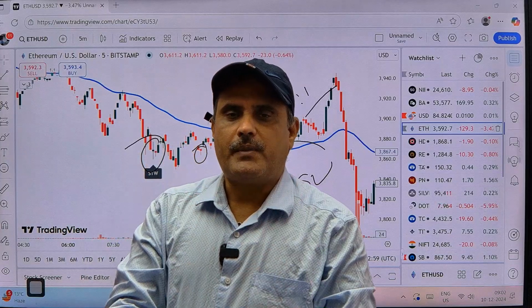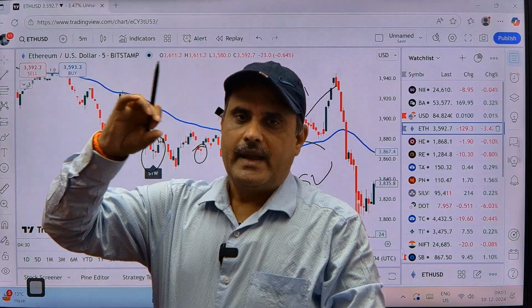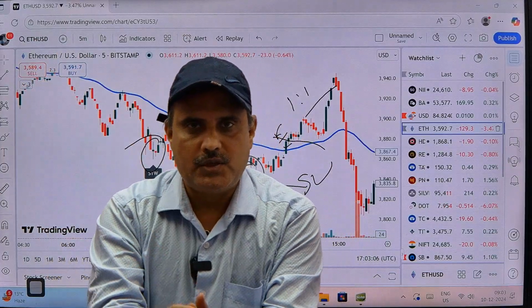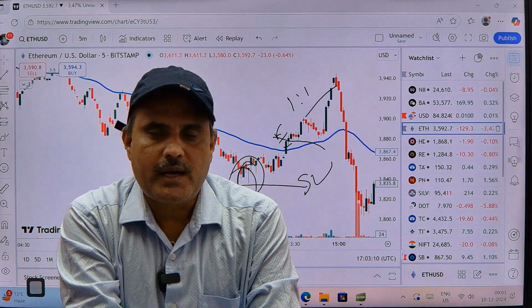It's a very powerful pattern, but there should be a downtrend, volume should be up, the MACD line should be above the zero line, and RSI should be above the 50 mark before using that spinning top.